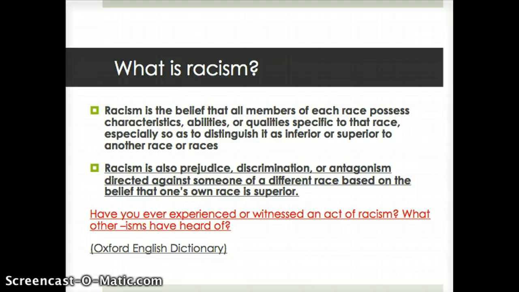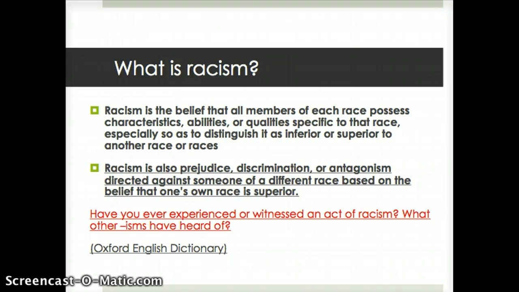It's what we would call an ideology. So at the time, during World War II, we have this Nazi party led by Hitler, and his belief that the Aryan race was, again, superior to all other races, ethnicities, and groups of people. And racism includes prejudice, discrimination, and any sort of antagonism based on this belief that one's own race is superior.